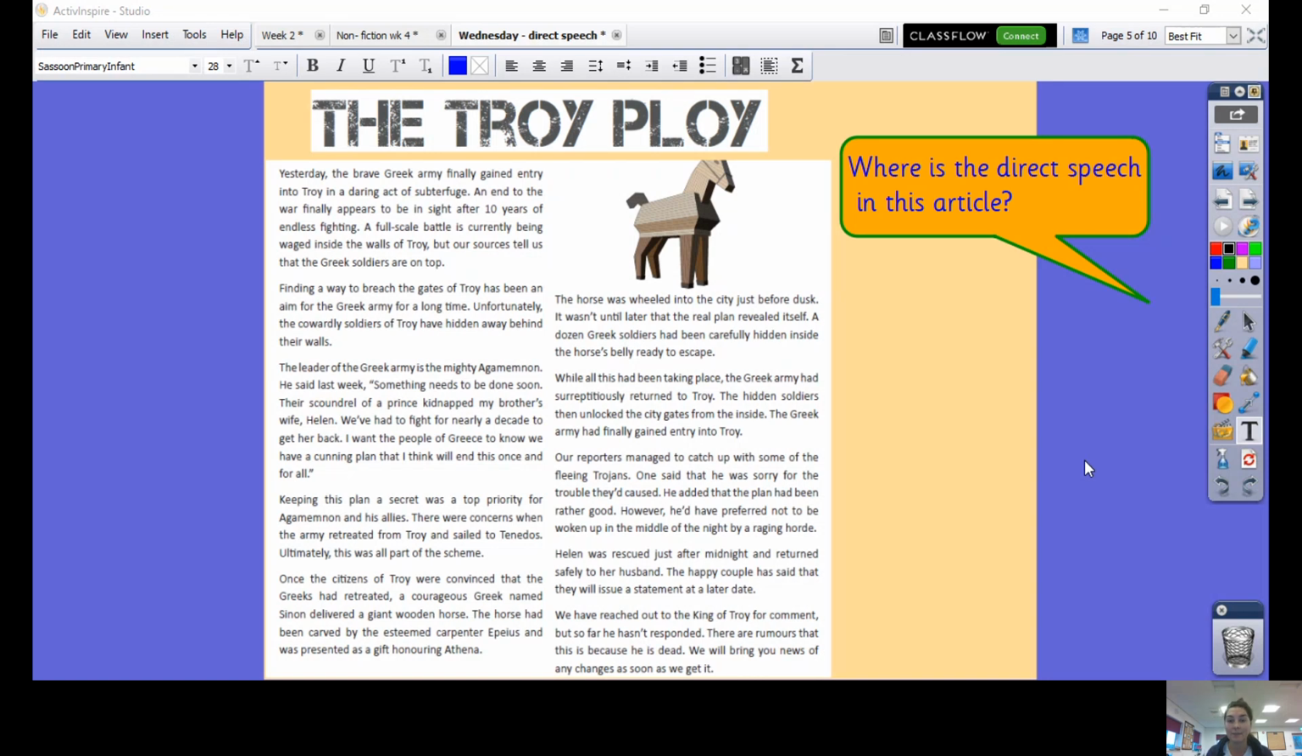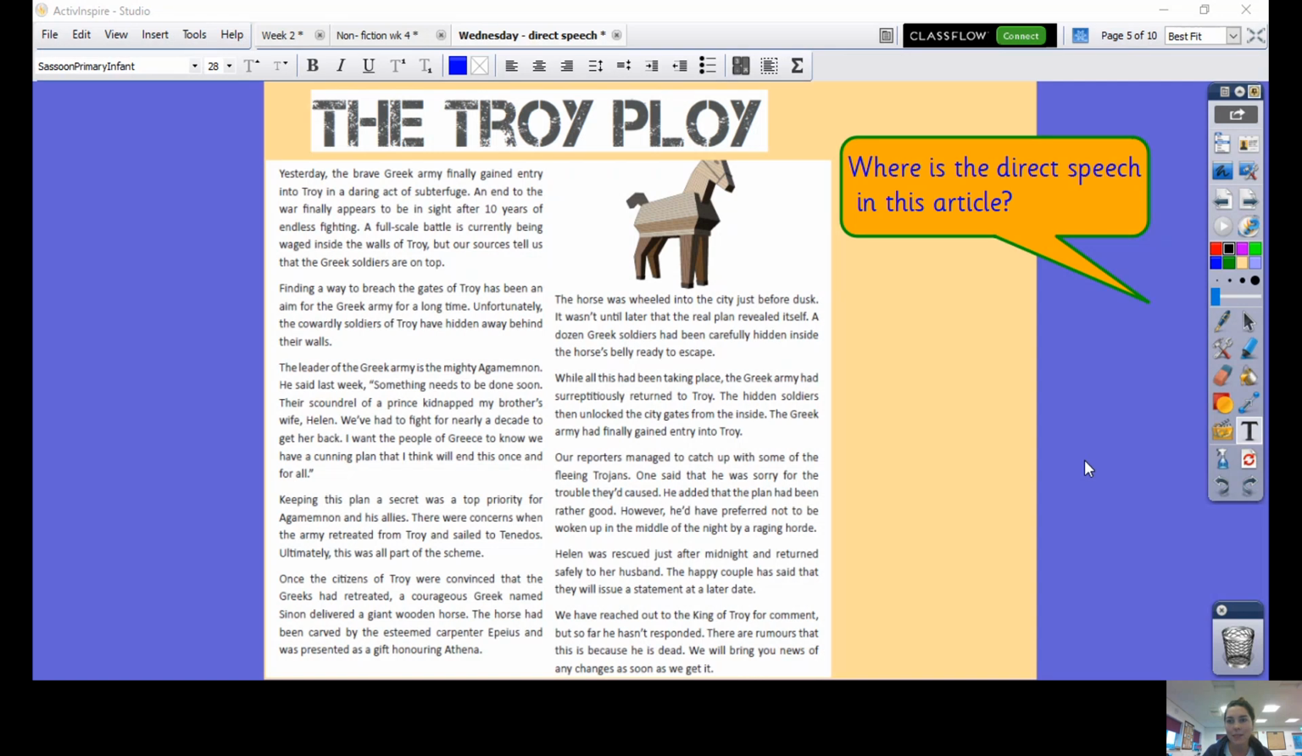Helen was rescued just after midnight and returned safely to her husband. The happy couple has said that they will issue a statement at a later date. We have reached out to the King of Troy for a comment, but so far he hasn't responded. There are rumours that this is because he is dead. We will bring you news of any change as soon as we get it.